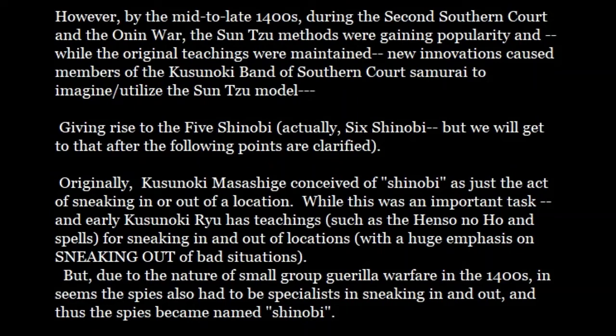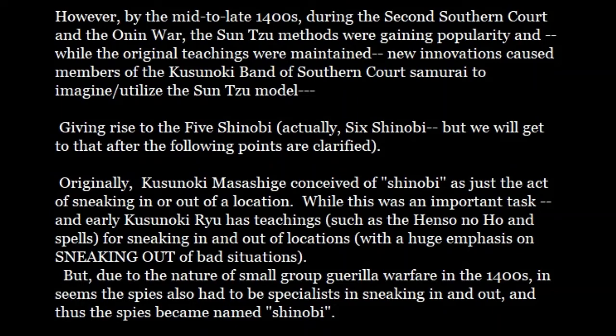So, originally, Masashige conceived of a shinobi simply as the act of sneaking in or out of a location. And while this was an important task, early Kusunoki Ryu does have teachings such as the Hinso no Ho, or the disguise method using makeup, etc. There's a video on that. And spells related to sneaking in and out, with a huge emphasis on sneaking out. So Kusunoki Ryu has teachings specifically for sneaking in and sneaking out. And these teachings come during the time of the 6 secret teachings, before the 6 shinobi appear.